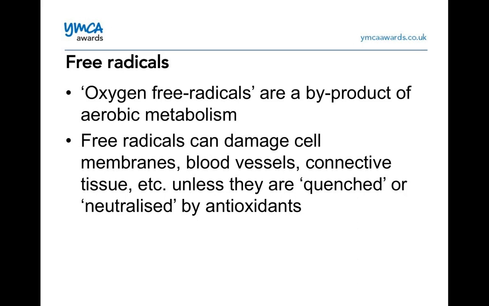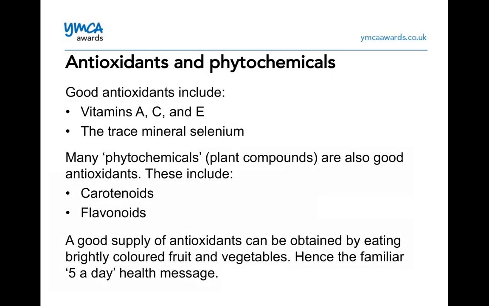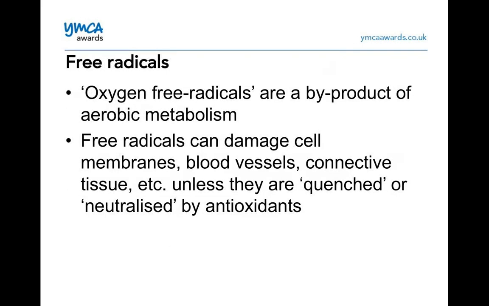Okay. So lemon. Yeah, okay. So when we're looking at our bright coloured fruits and vegetables, these are going to help you with a good supply of antioxidants. Now, obviously we know that if we've got free radicals in our body, they're going to damage our cell membranes, connective tissue, blood vessels. So they're going to affect our bodies in a really negative way. So we need to make sure that we're consuming enough fruits and vegetables in our diet to eradicate these free radicals.